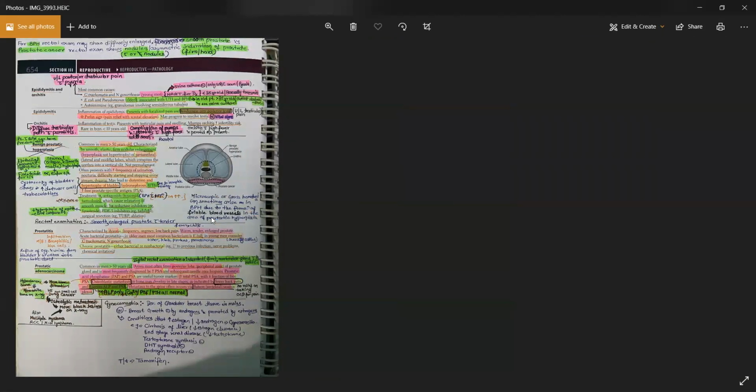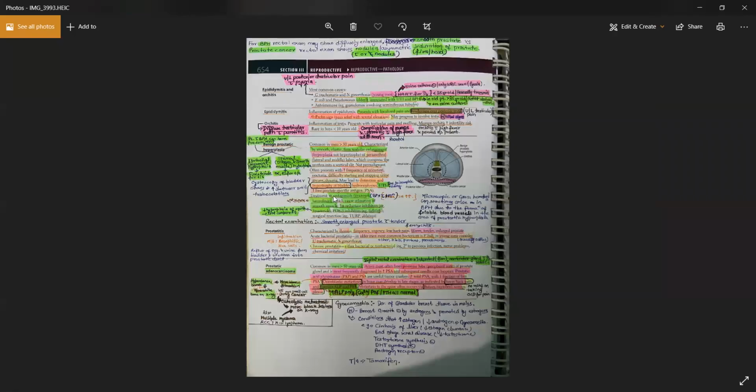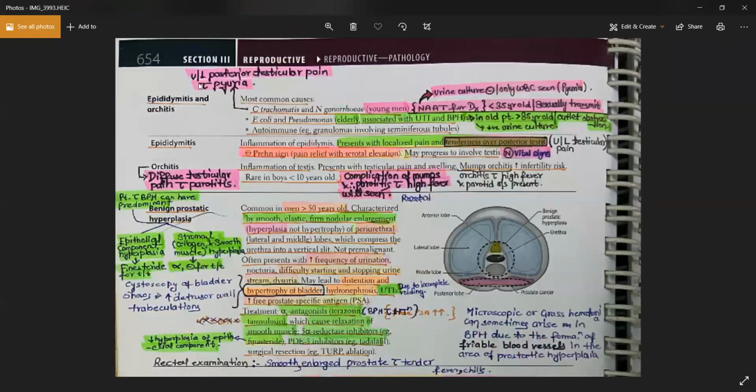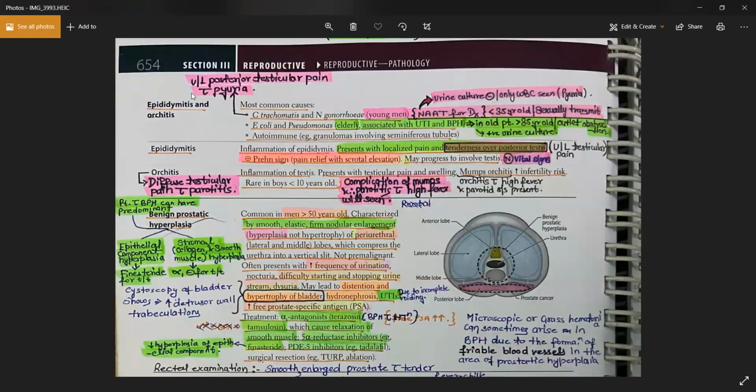Okay, now you have the inflammatory conditions of the epididymis. You call it epididymitis. And the inflammation of the testis is known as orchitis. Both of these conditions occur whenever an infection happens. In old age, the most common causes of infection are E. coli and Pseudomonas. In young adult patients, the most common causes are Chlamydia trachomatis and Neisseria gonorrhoeae, because it always happens after sex. So it is an STD condition, right?